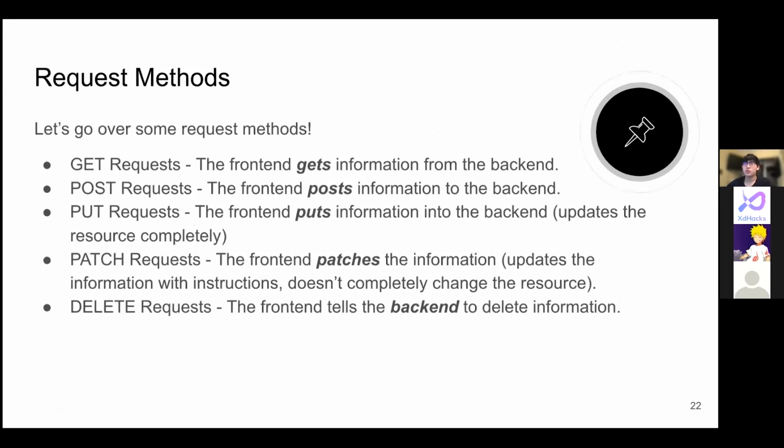So let's go a little bit more in depth with requests. There are 5 types of request methods I would like to go over. However, there are a few others such as HEAD, TRACE, and CONNECT that I will not be going over. So let's start with the most basic one, the GET request. The GET request is when the front end gets information from the back end.